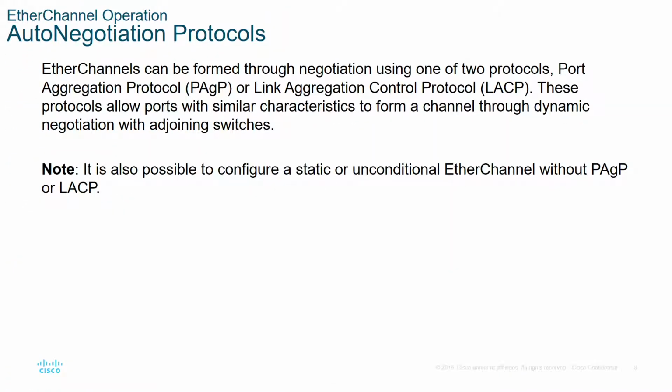Auto-negotiation protocols. EtherChannels can be formed through negotiation using one of two protocols: Port Aggregation Protocol, PAgP, or Link Aggregation Control Protocol, LACP. These protocols allow ports with similar characteristics to form a channel through dynamic negotiation with adjoining switches. Note, it is also possible to configure a static or unconditional EtherChannel without PAgP or LACP being involved.